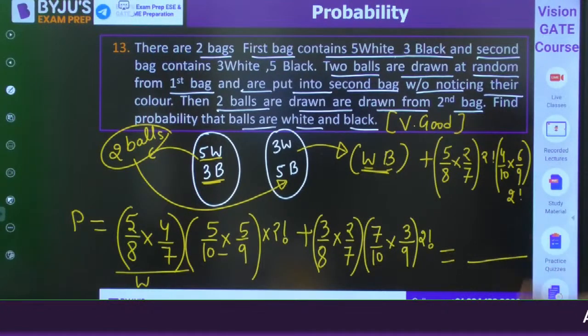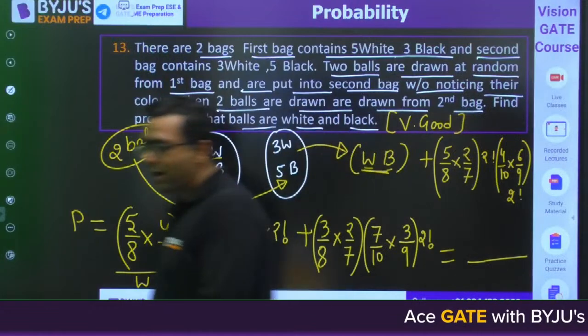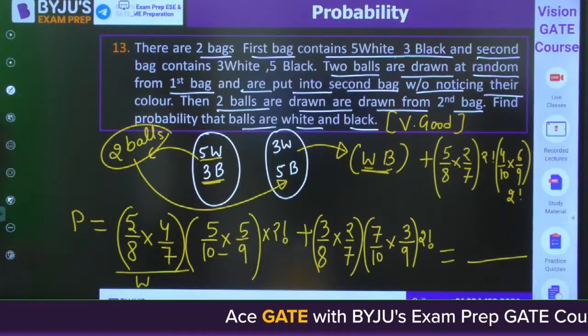Everybody understood? Please tell me that. 2 marks question of GATE, NAT, numerical answer time.